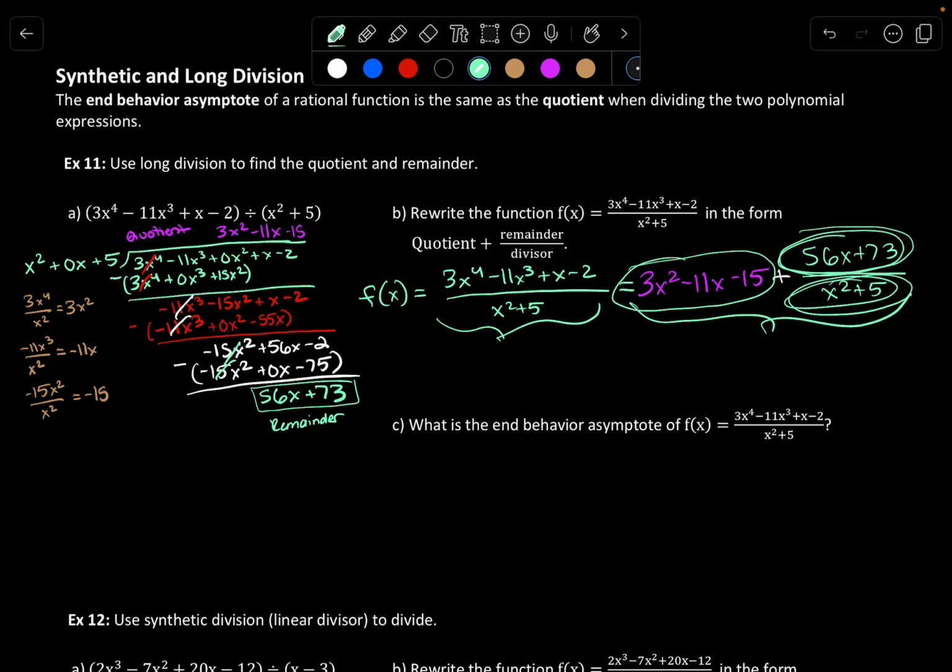So we were able to successfully divide the beginning 3 terms. It was just over here we're left with this because we can't divide x by x squared, right? There's not enough things in the top.